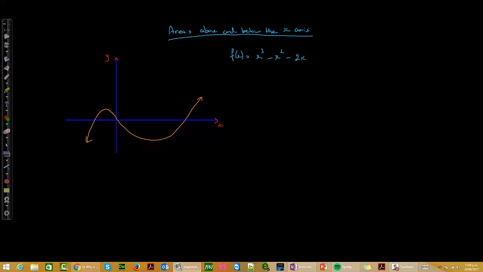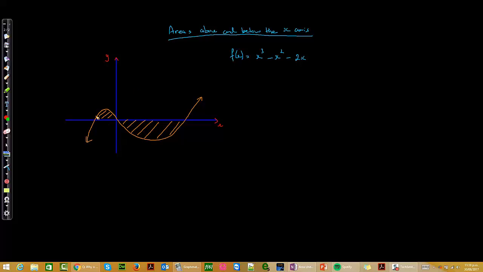So we're going to have a look at an example where we've got this function, the one shown by this orange line here, and what we're trying to do is to find the area that I'll just highlight here. So this area which is there, and this area which is here. We want to find the sum of both of those areas. Okay, so how would we do that?